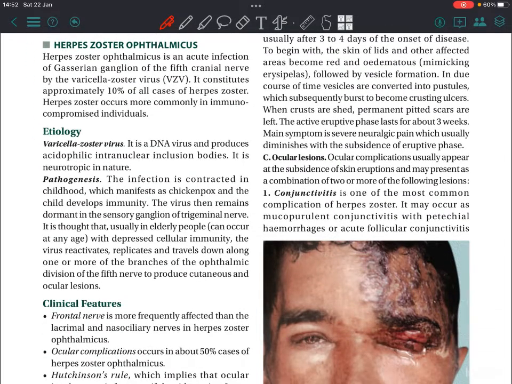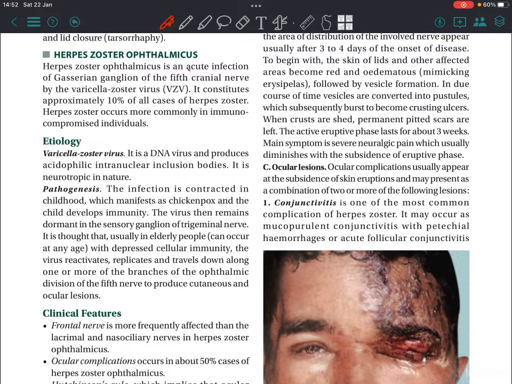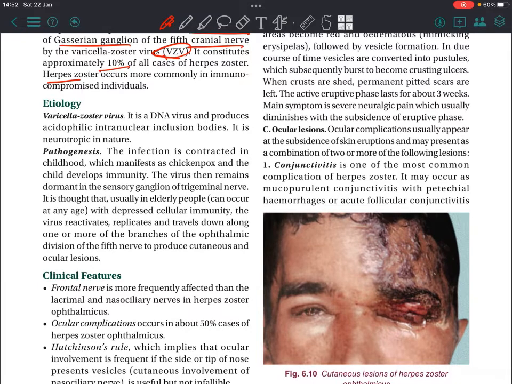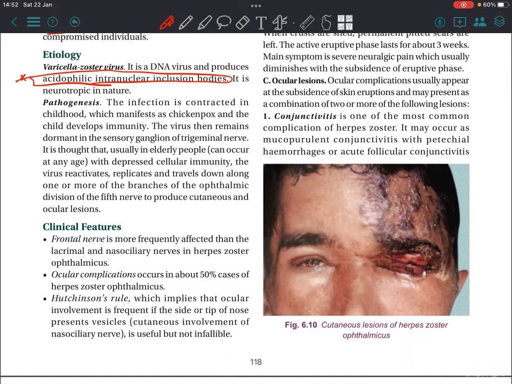Herpes zoster ophthalmicus. Herpes zoster ophthalmicus is an acute infection of Gasserian ganglion of fifth cranial nerve by varicella zoster virus. It constitutes approximately 10% of all cases of herpes zoster. Occurs more commonly in immunocompromised individuals. Etiology: varicella zoster. It is a DNA virus that produces acidophilic intranuclear inclusion bodies. It is neurotropic in nature.